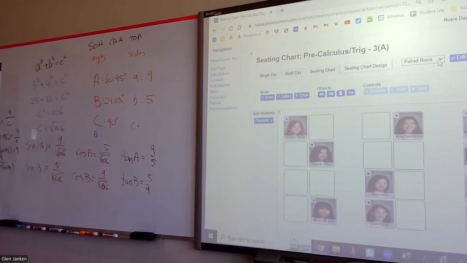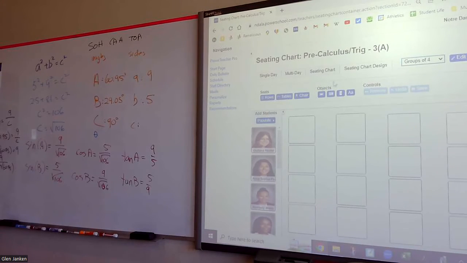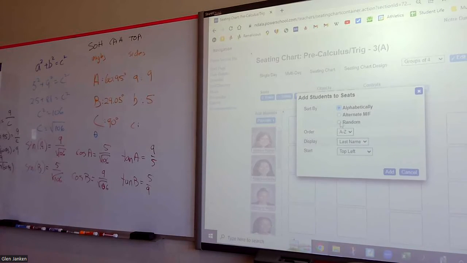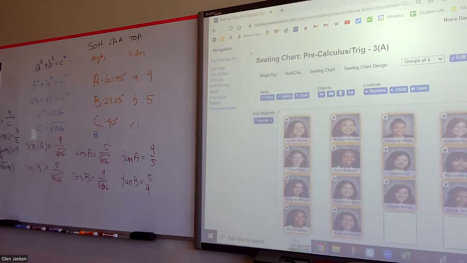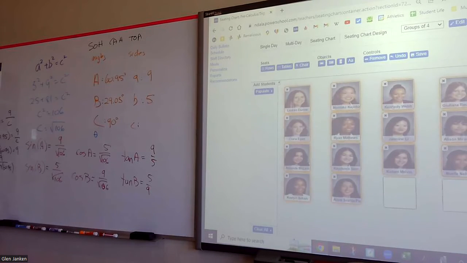So let's go groups of four and let's populate randomly. Who are we missing? We're missing Noel, right? That's all we're missing, I think. All right, so Anastasia, I'm going to move you over here. So I got four groups. 1, 2, 3, 4. Pretty good? Okay, 1, 2, 3, go. Make sure you know your group. Now I'll put your prop back up.